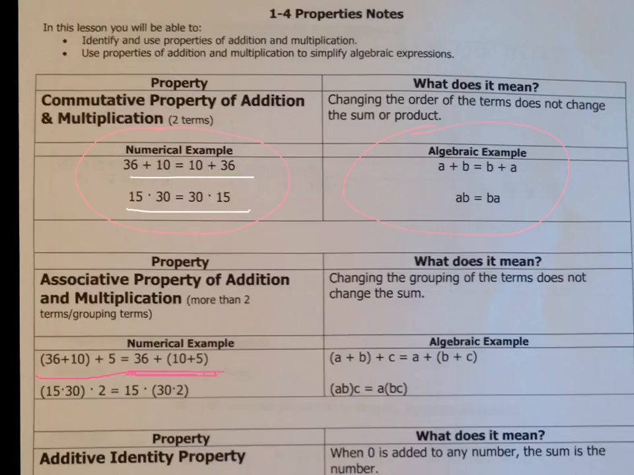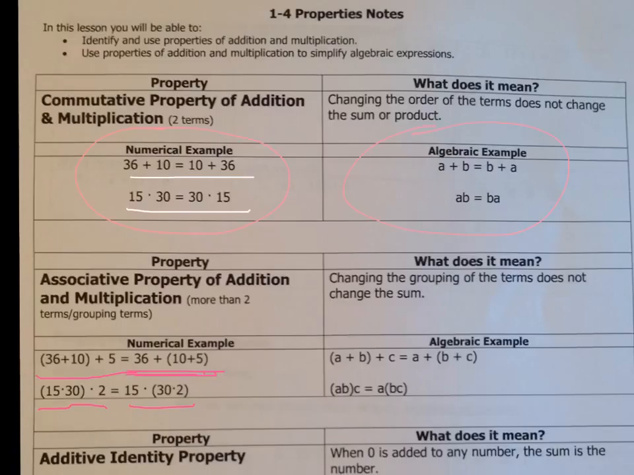Okay, same thing with the multiplication. 15 times 30 is 450, times 2 would give you 900. If you did 30 times 2, you would get 60, and then 60 times 15 is 900. So either way that you do these problems, you will still have the same answer.